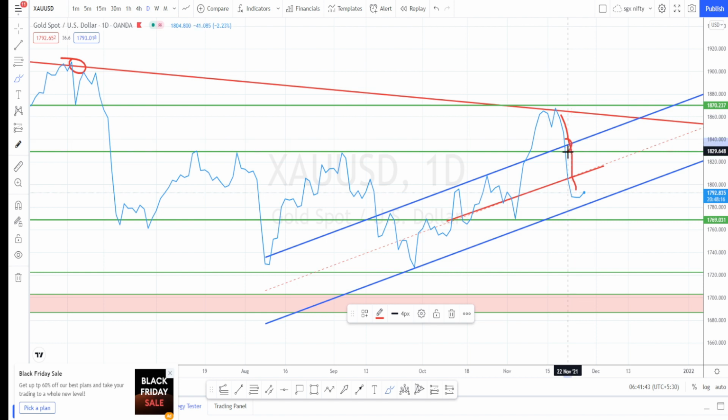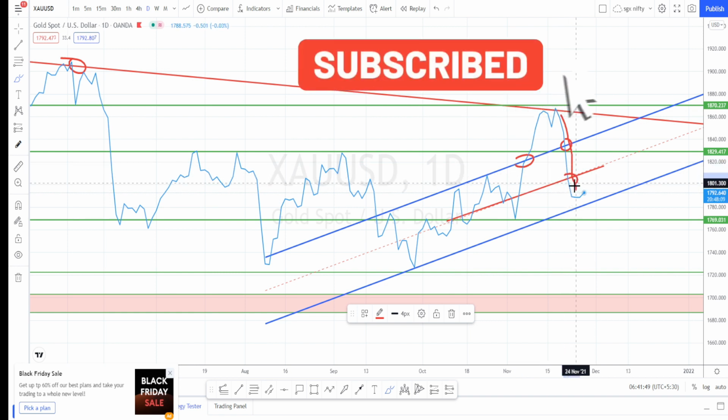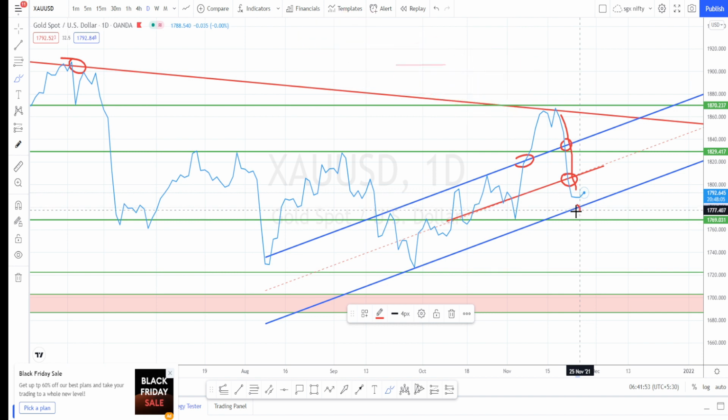Here it has broken this support level of the daily channel pattern and it has breached the midline of the daily channel pattern also, but it didn't manage to test this bottommost support level of the daily time frame. So this is where the uptrend has started and it didn't retrace to that level also.